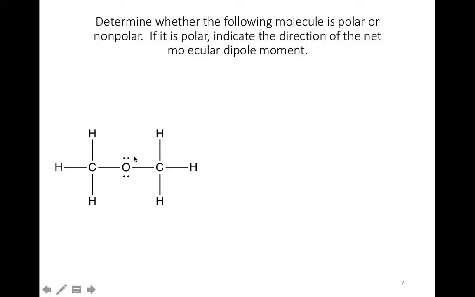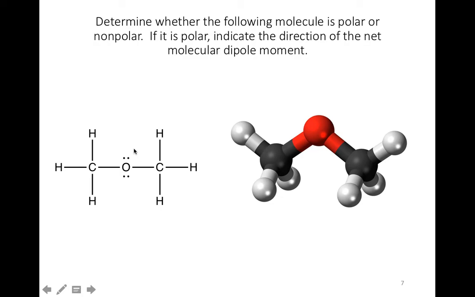Same thing here, right? I've drawn the Lewis structure so it kind of looks like it's symmetric, but this oxygen has 4 electron groups with two lone pairs, so it's going to be bent, and it's going to look something like that, right? So it's not symmetrical. The electrons are going to be pulled towards the oxygen, right? And the oxygen is going to be partially negative. The two CH3 groups are going to be partially positive.